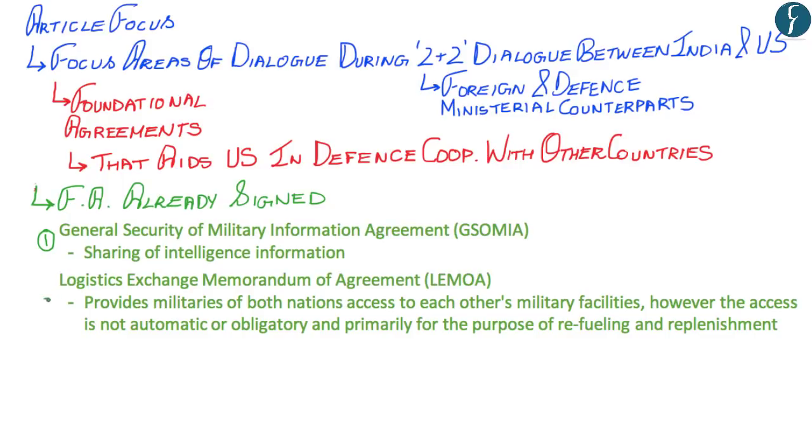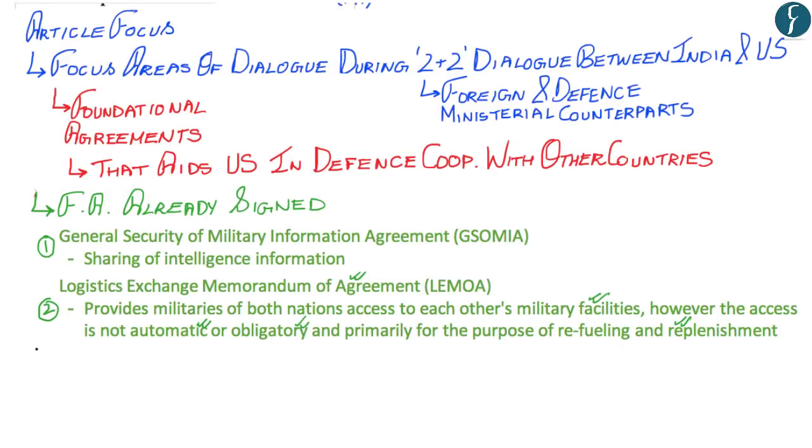Now, the second agreement that has already been signed between India and the United States is the Logistics Exchange Memorandum of Agreement, and this agreement provides the militaries of both countries access to each other's military facilities. And this access is mainly for the purpose of refueling and replenishment. And moreover, you should also understand that this access is not automatic or obligatory in nature.